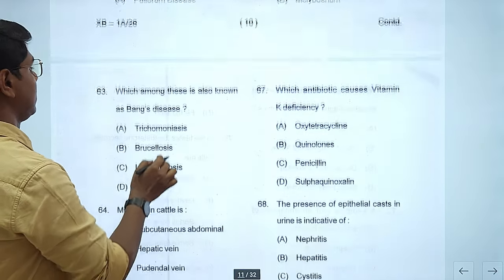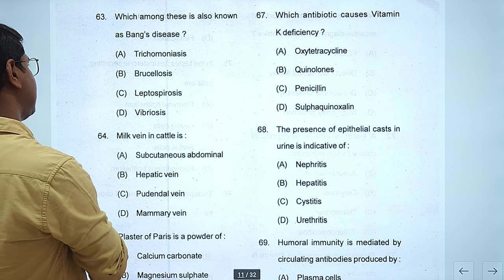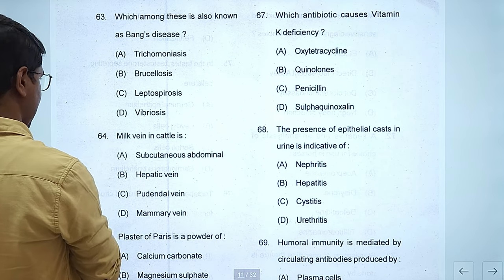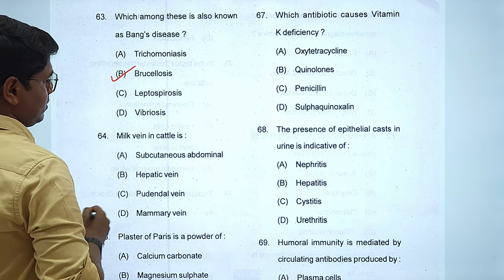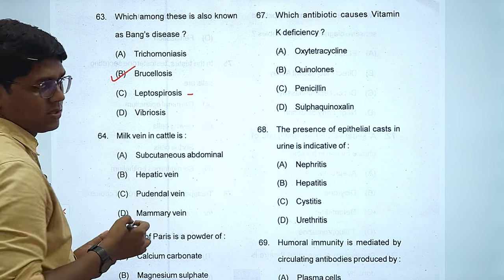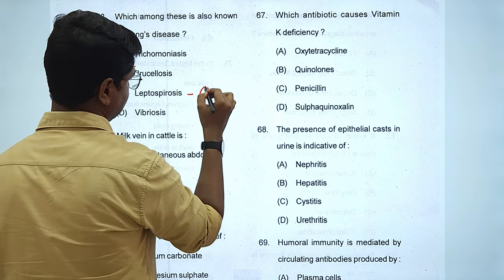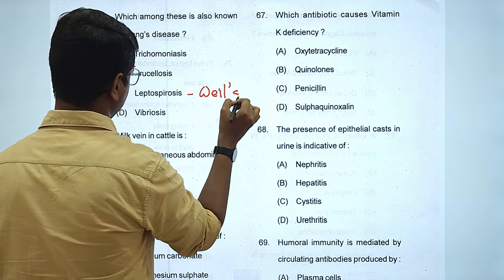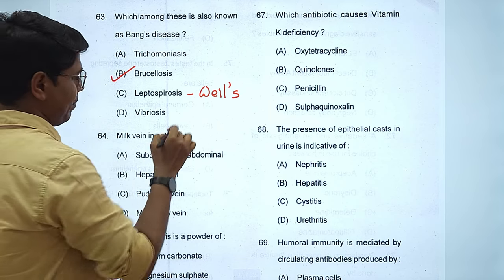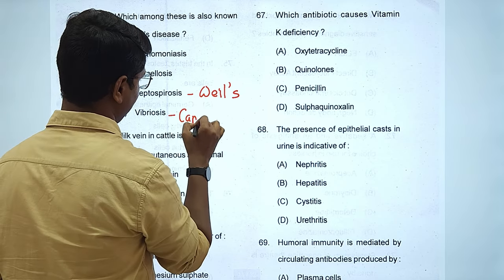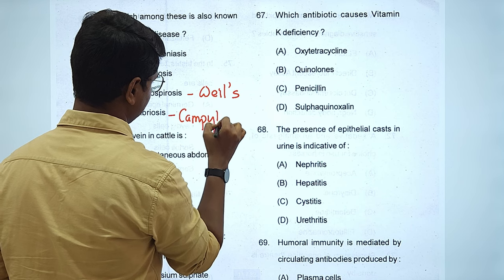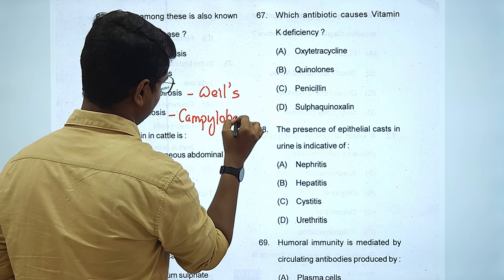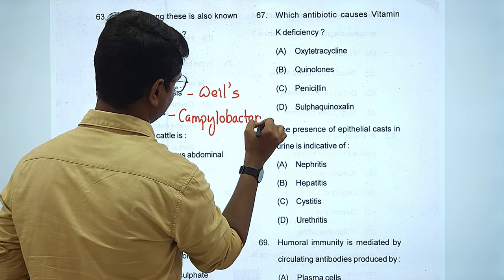Next question. Which among these is also known as Bang's disease? That is brucellosis. Leptospirosis is known as Weil's disease. Vibriosis is the other name of campylobacteriosis.